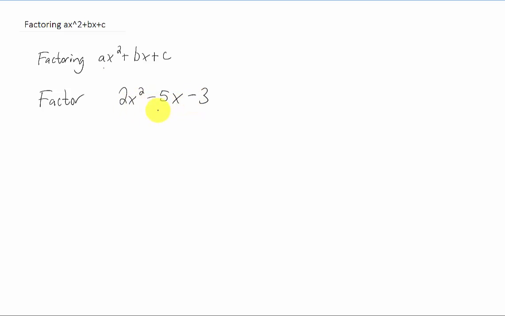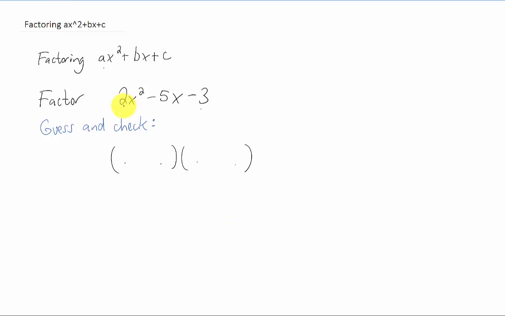Just like with our other trinomials, when we're finished factoring, we should end up with two binomials multiplied by each other. In other words, there should be two terms in this set of parentheses and two terms here as well. I'm going to do this problem using the guess and check technique. And in reality, we're doing a little bit more than just guessing. We're using a bit of logic too.